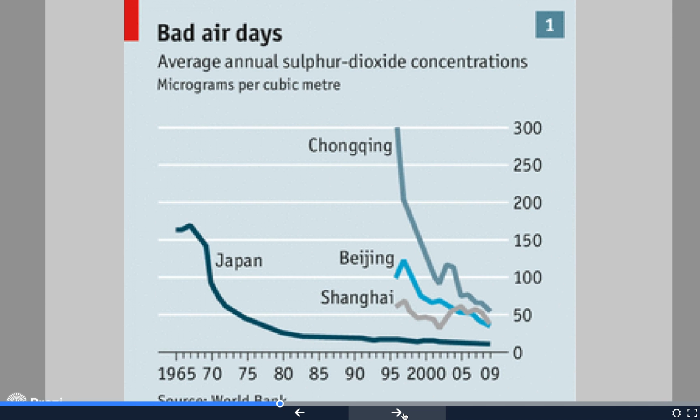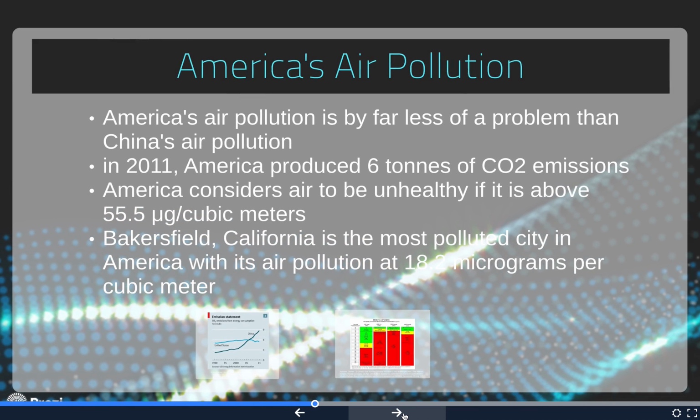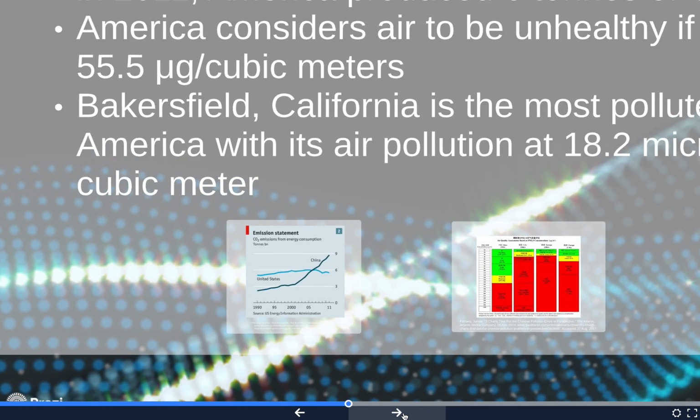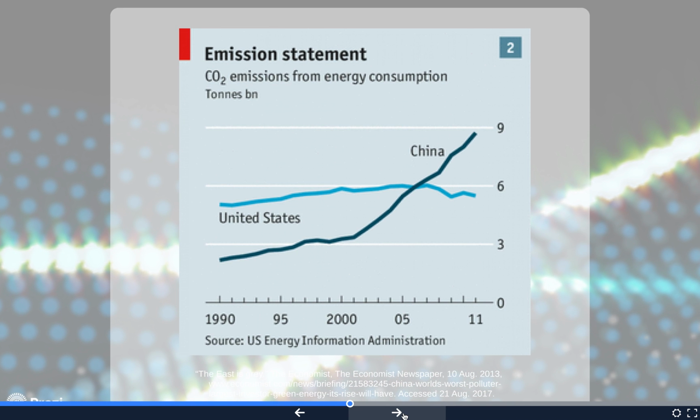This graph displays the average annual sulfur dioxide concentration. All 3 of the Chinese cities projected on the graph have higher concentrations than the entire country of Japan. On the other hand, America's air pollution problem is much less severe. While China produced 9 tons of CO2 emissions, America produced only 6 tons. Even though this is still detrimental to the air quality, it is not nearly as harmful as China's air.